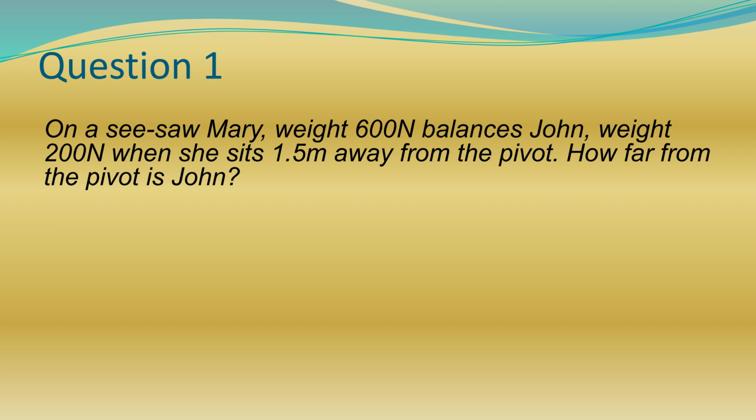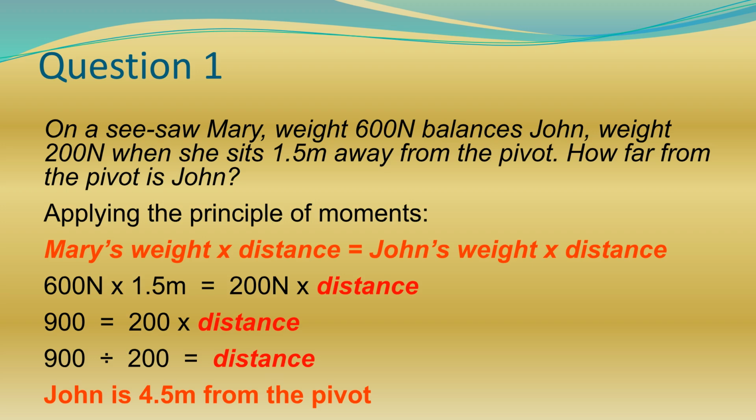Let's solve question 1. Mary, 600 newtons, balances John, 200 newtons. Mary sits 1.5 meters from the pivot. We need to find John's distance from the pivot using the principle of moments. Applying the principle of moments, Mary's weight times distance equals John's weight times distance. 600 newtons times 1.5 meters equals 200 newtons times distance. Solving the equation, John is 4.5 meters from the pivot.